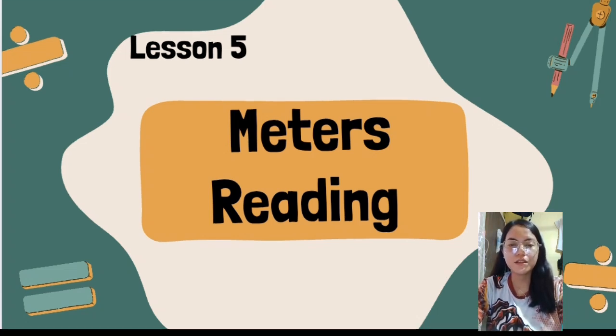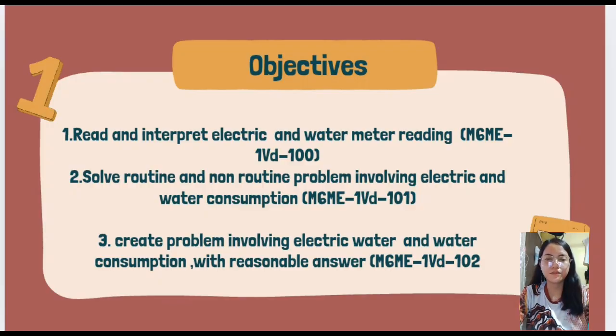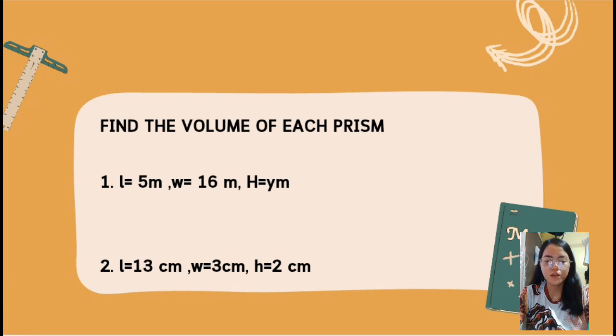So, for our objectives, okay, let's proceed to the drill. Find the volume of each prism. The volume of a prism is found by multiplying the area of its base by its height. Since the base of this prism isn't specified, we will assume that they have a rectangular base, which is very common in these types of problems. The area of a rectangle is length times width.